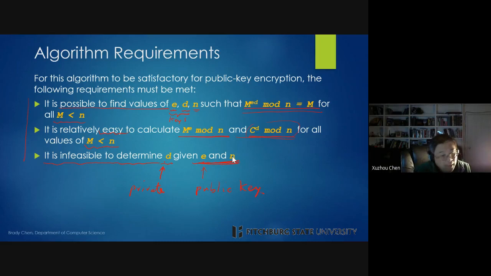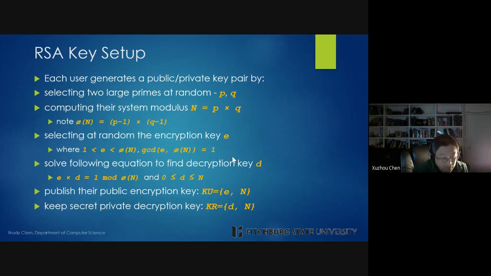Now we find out RSA can pretty much achieve this for now. I say for now, because it depends on the power of computer systems, but currently it's computationally infeasible for people to find D given E and N. Now let's first figure out how to set up the keys.